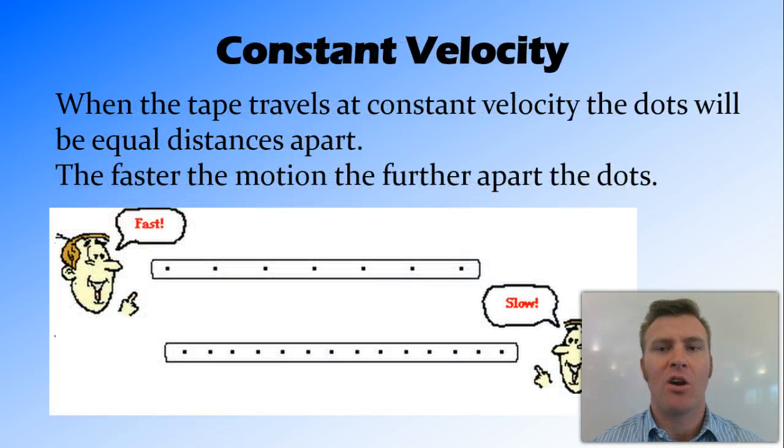When something's traveling at a constant velocity, the dots will be the same distance apart. And the faster an object is moving, the further apart the dots are going to be. So here we have two ticker tapes, and you can see that the top one has dots that are about twice as far apart as the second one. So therefore, we can work out that the top one's going about twice as fast.